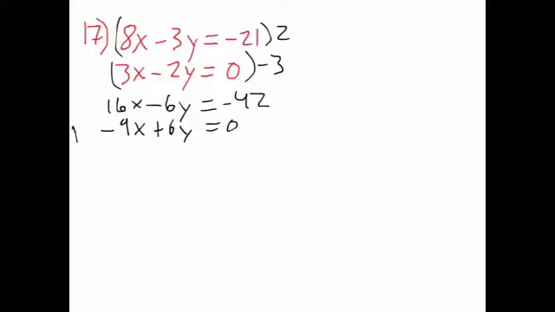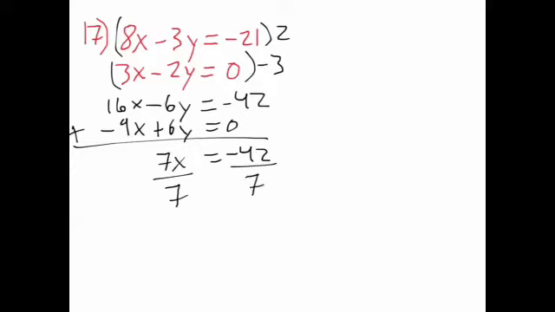And now that I have these, I'm going to add my equations together. Negative 42 plus 0 is negative 42. Negative 6y plus 6y is going to give me 0y, or just 0. And 16x plus negative 9x is going to give me 7x. Now I just need to finish out by dividing both sides by the 7. I'll get x equals negative 6.